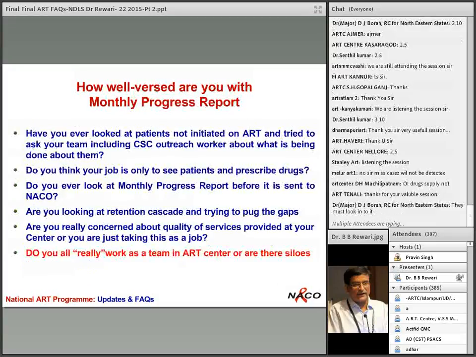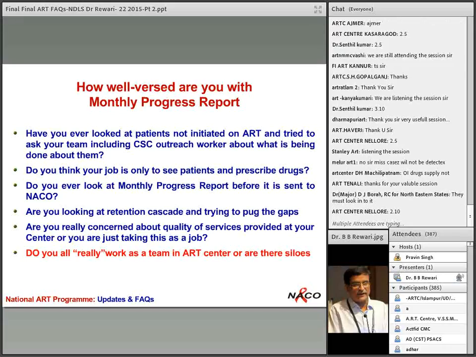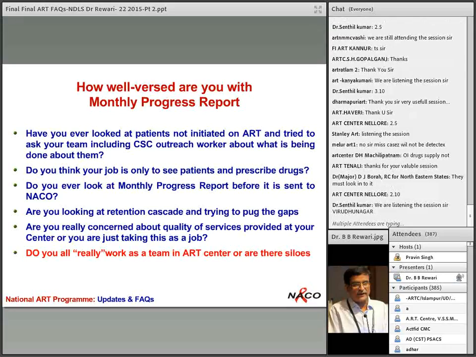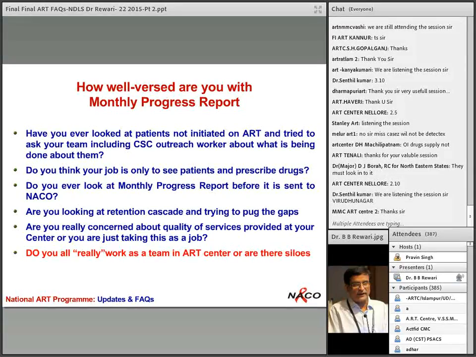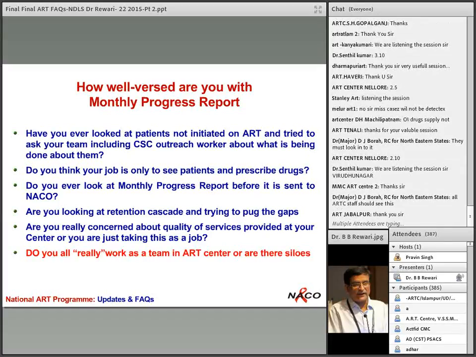Have you ever looked at patients not initiated on ART other than preparing a list and giving it to CSC? Do you follow it regularly? Do you think it is your responsibility? Do you think it is your job only to see patients and prescribe drugs?